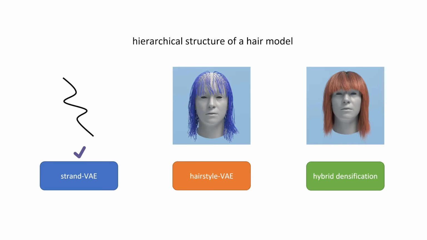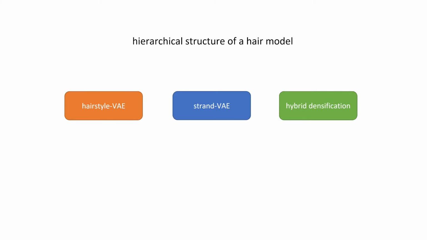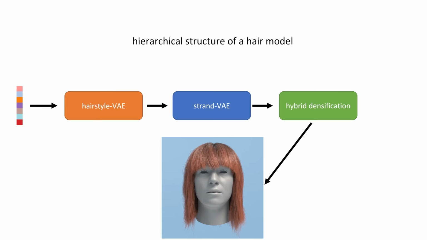Now we have explained the 3 modules of our system. At inference, we start from a random hairstyle latent code. It is first decoded into a sparse latent map by the hairstyle VAE, and then decoded by the strand VAE, and finally densified in the hybrid densification step.